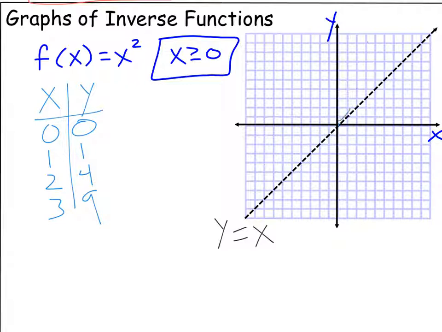And 3, 9. And I start to see like half of it. Okay? That's because of this. I went and cut off the other half. Okay? Here's what would have happened. If I had drawn that in, that function would have failed what's called the horizontal line test.